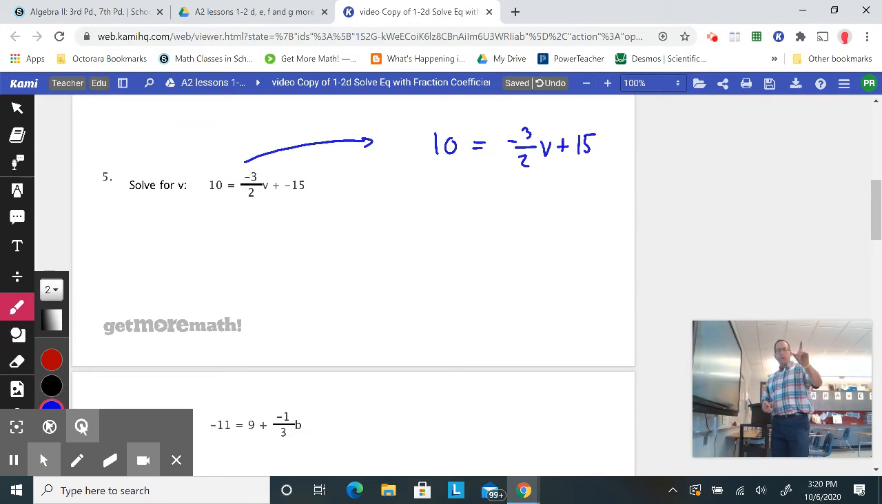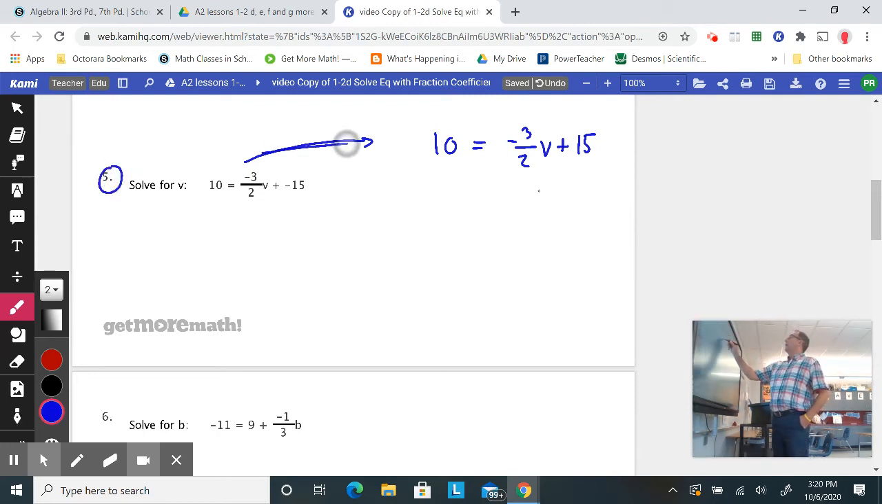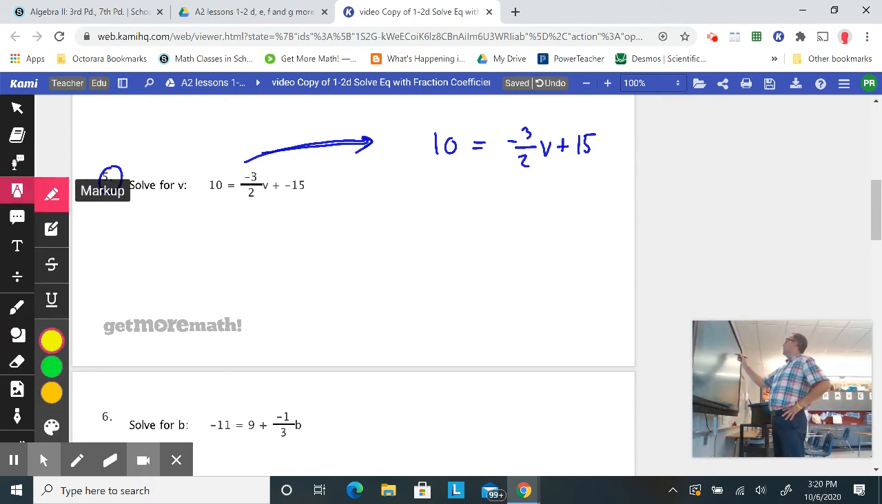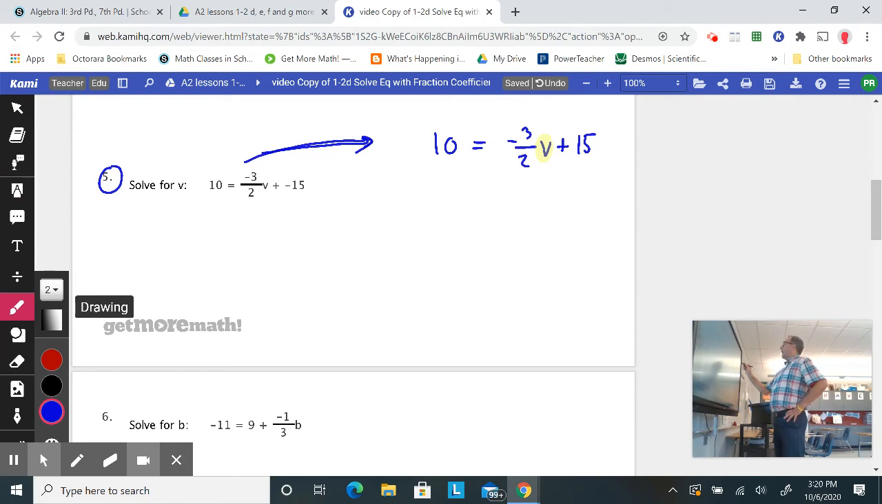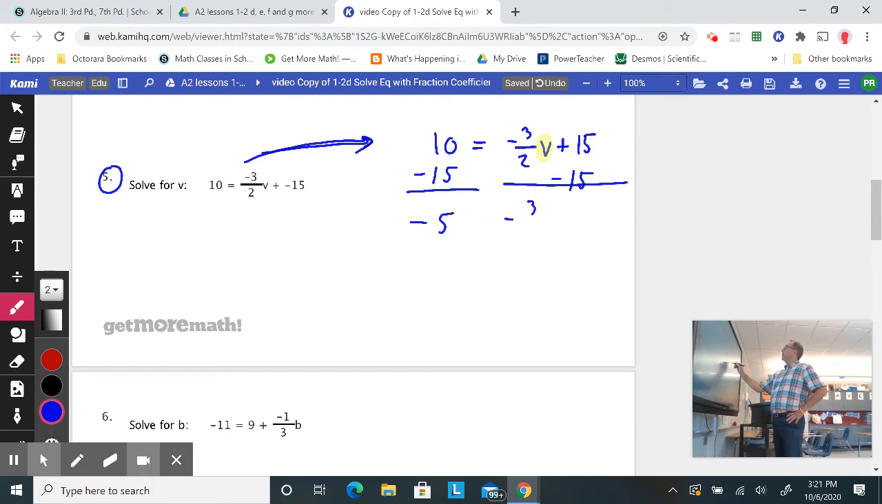All right, let's do one more of these together. I took number 5 and I rewrote it over to the side. So again, I have more room to work down. Notice the variable is a v, and it's being multiplied by -3/2 and added to 15. So I get rid of the adding 15 first. Subtract 15 on both sides. I get -5 on this side. And this side I have -3/2 v still there.